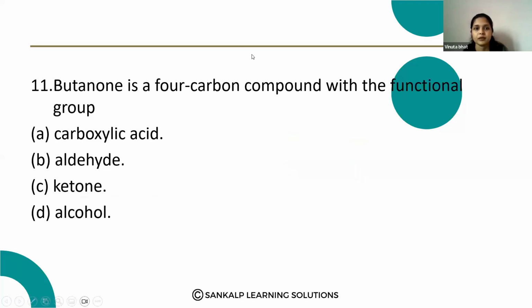Next question. Butanone is a 4-carbon compound with the functional group: carboxylic acid, aldehyde, ketone, or alcohol? If butane, having 4 carbon atoms, has the functional group OH, it becomes butanol. If it has the carboxylic acid functional group, it becomes butanoic acid. Aldehyde means it becomes butanal, and ketone, so if it has the ketone functional group, it becomes butanone. Option C is the correct answer.